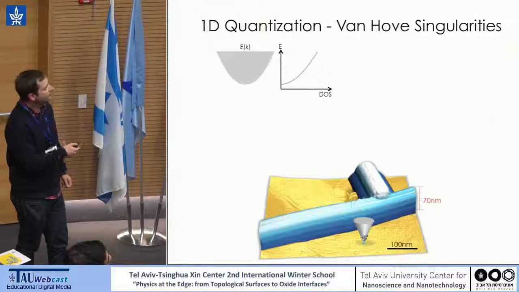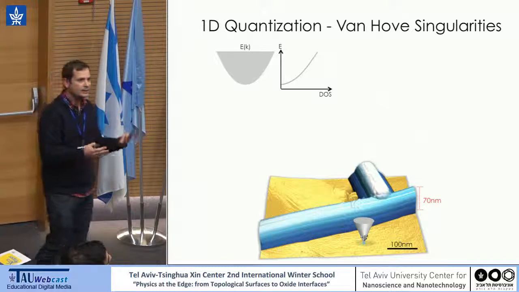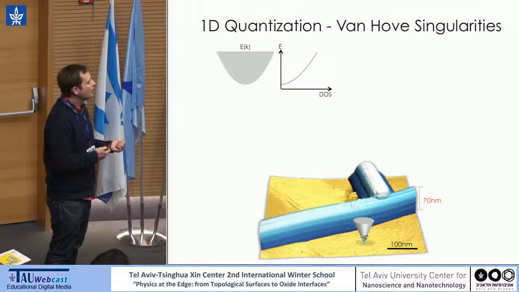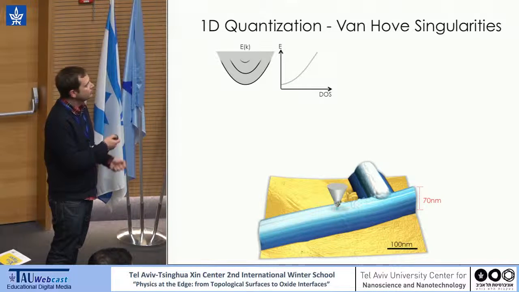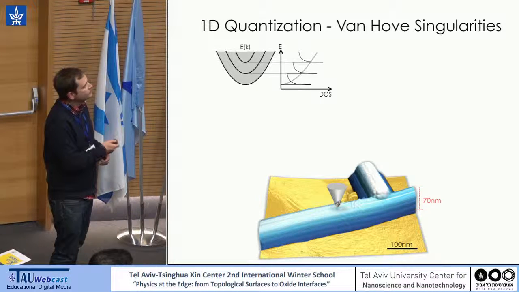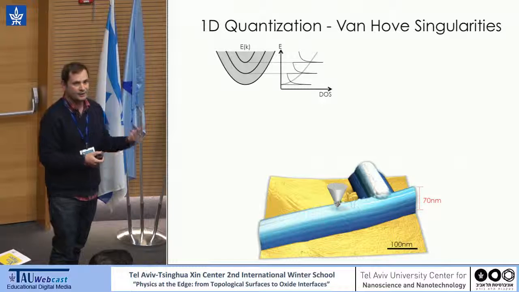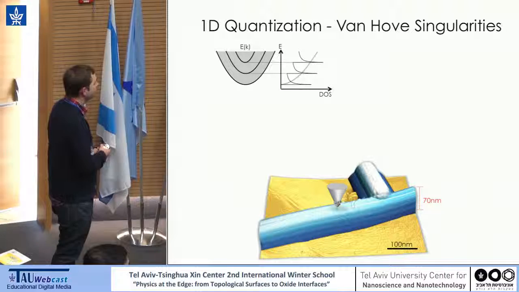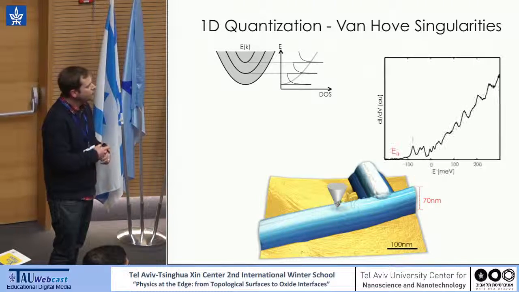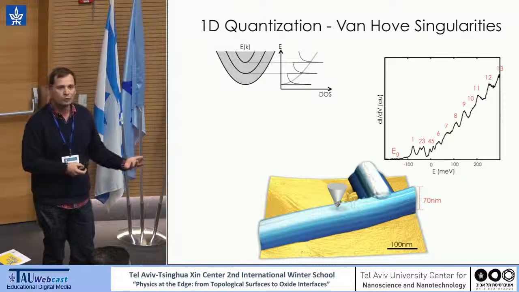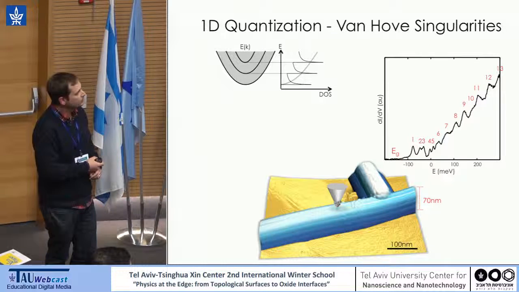So this is a parabolic 3D band structure, which comes with a quadratic density of states. However, if we measure a 1D structure, the band structure will get quantized, like electrons in a cylinder, and the density of states will turn into a series of divergent densities of states at the bottom of each quantized band, called Van Hove singularities. This is what we actually find in experiment. This is the measured spectroscopy over the nanowire, and this series of peaks is the thermally broadened Van Hove singularities that we find on the nanowire.